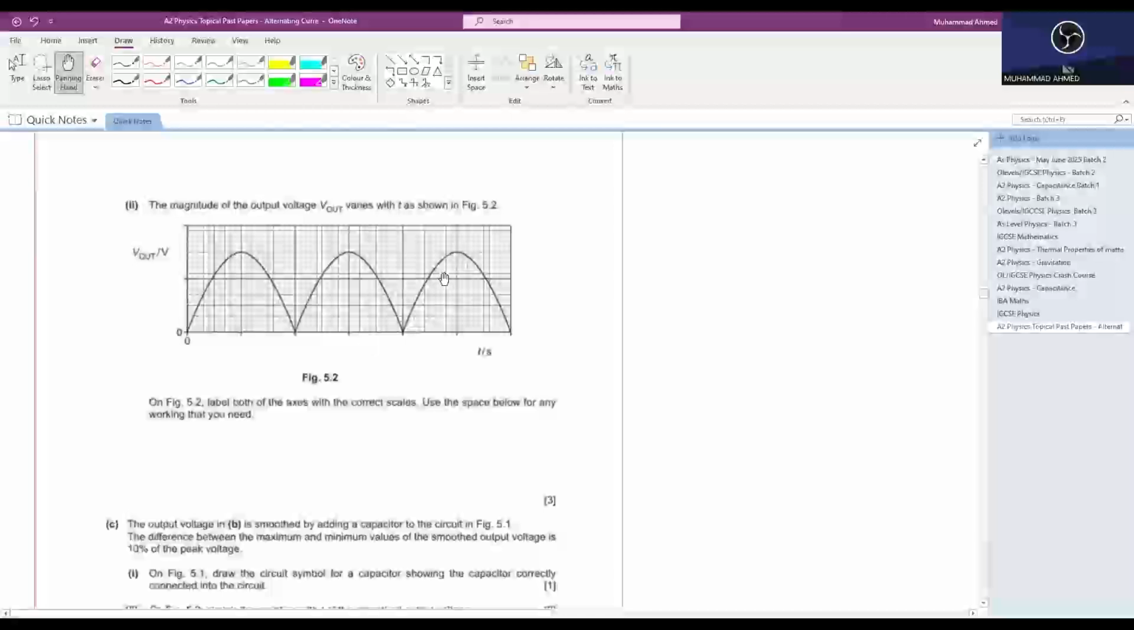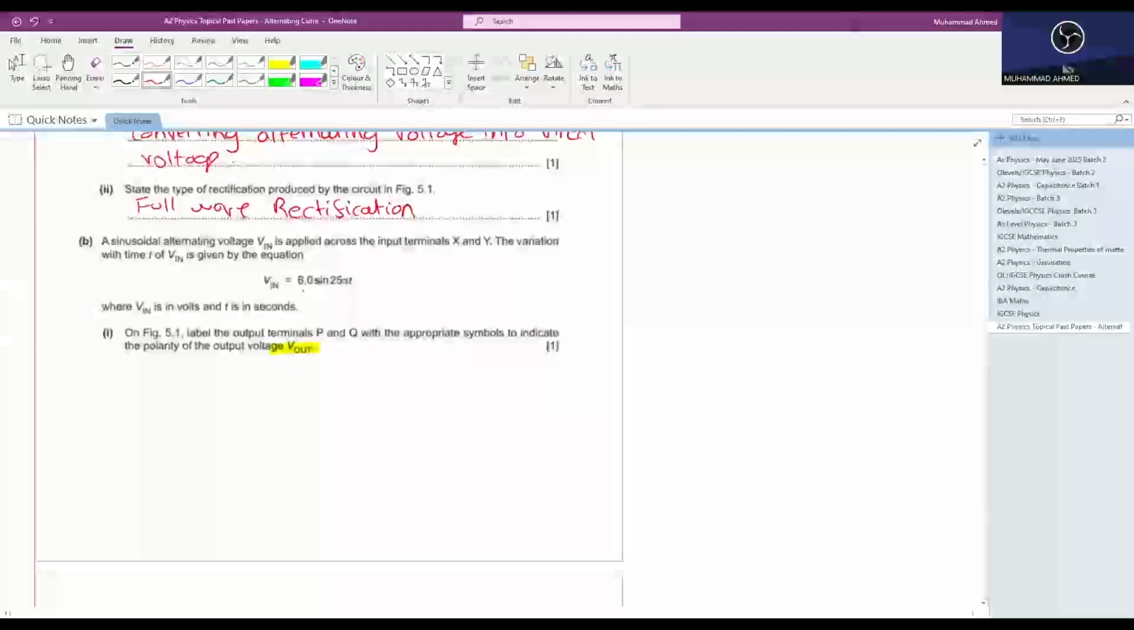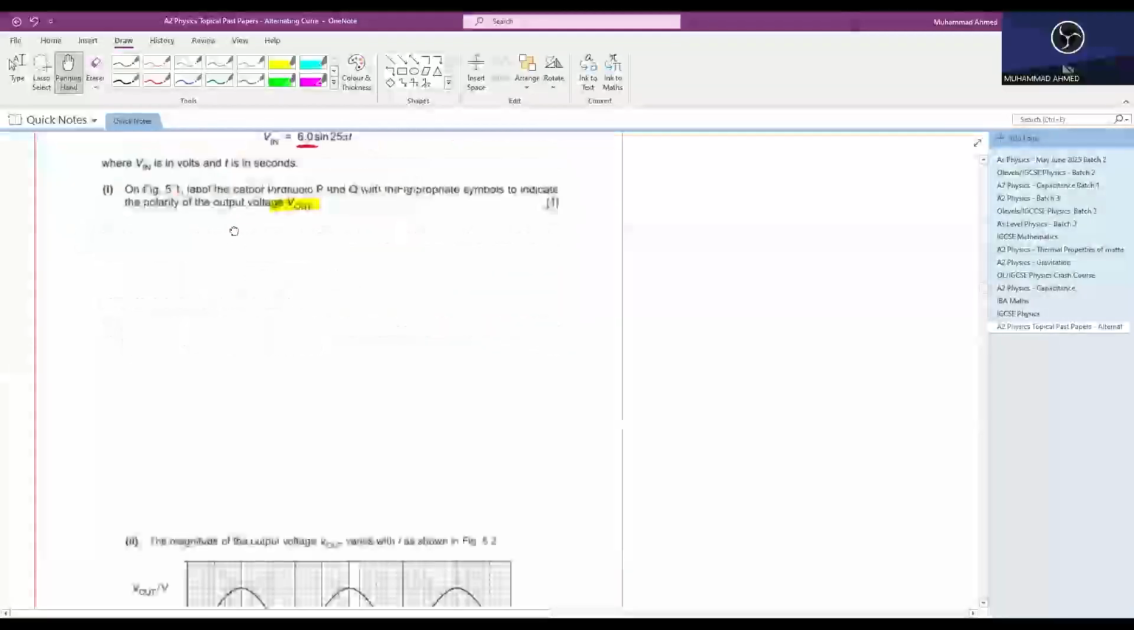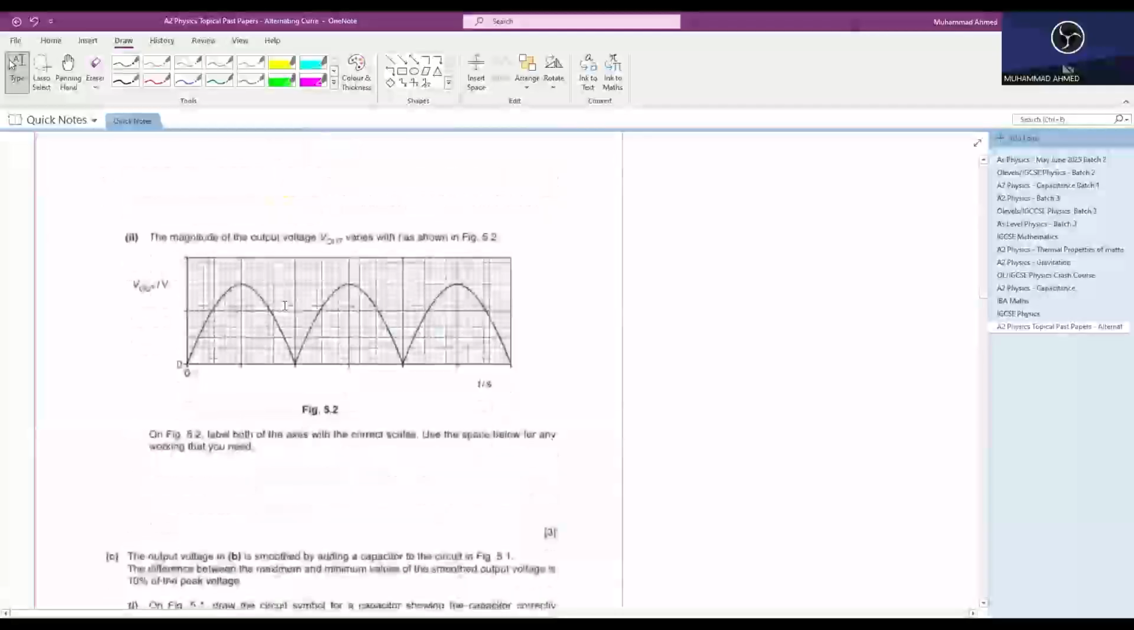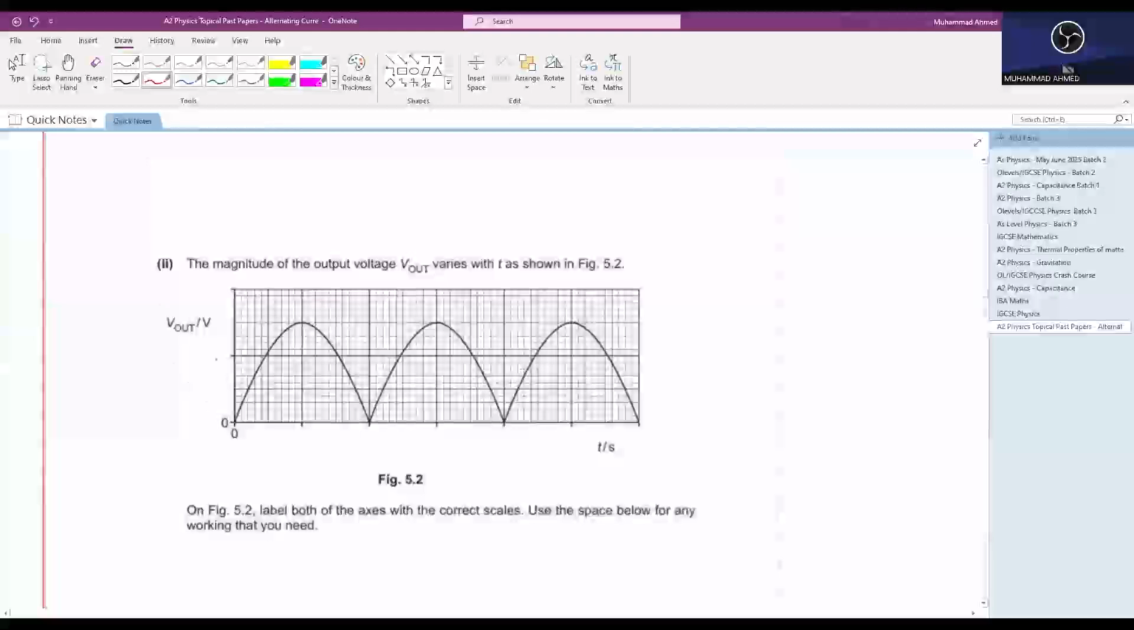Let's further move ahead. The magnitude of the output voltage varies with time as shown in figure 5.2. On figure 5.2, label both of the axes with correct scales. Okay, we have to mark the scales. Use the spaces below for any working that you need. So the y-axis scale is pretty easy. The maximum voltage is 6. If you zoom in here, you can say that this is 0, this is 4, this middle point will be 6, this will be 8. So you can erase this 6 value as well. And you can say on the y axis, every 10 boxes represent 4 units.